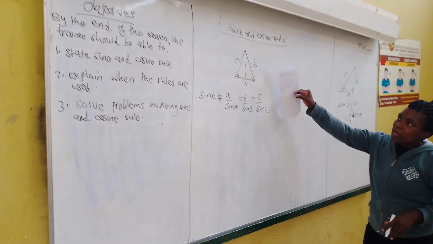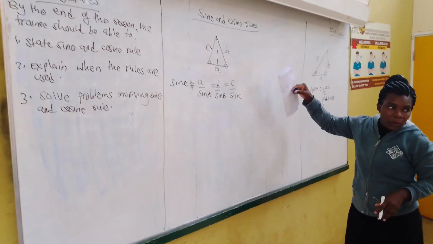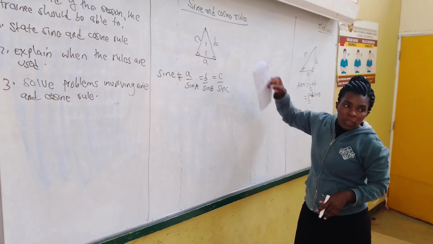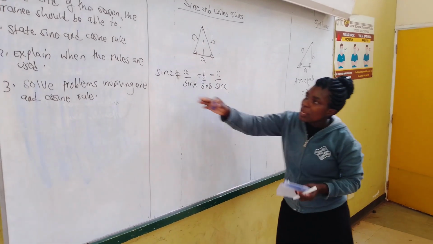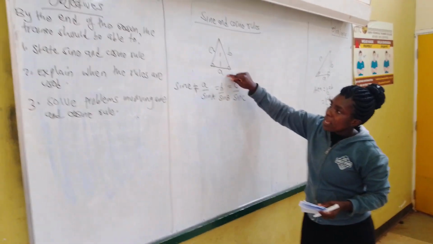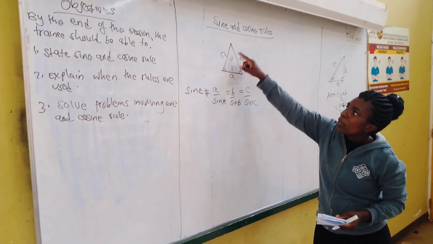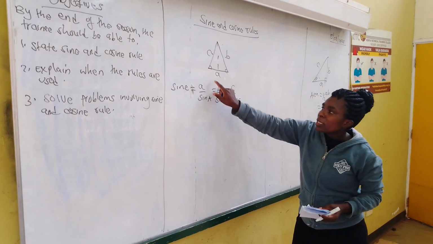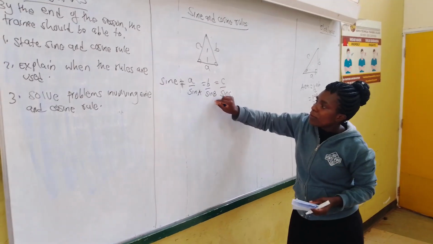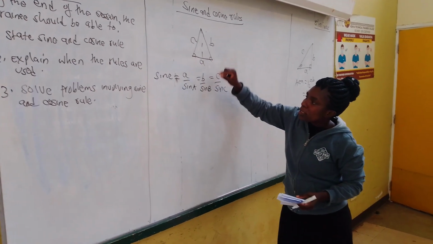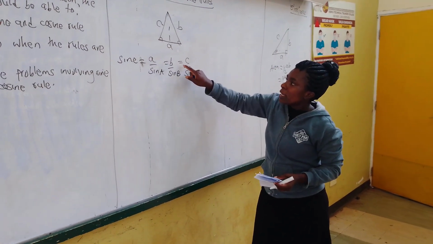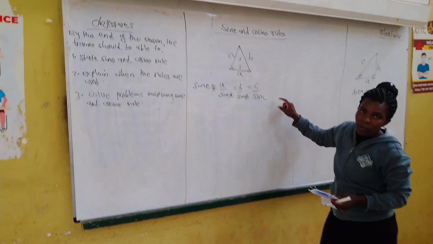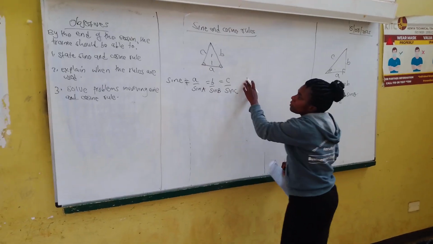Now, if you have been given a triangle which is not a right angle triangle, you can be told to find either the side or the angle. And the sine rule says that when you take the side A, you divide it by the corresponding angle, which is the sine of A. It is the same as when you take B and you divide it by the corresponding sine of the angle B, and is the same as taking C and dividing it by the corresponding angle, which is the sine of C.